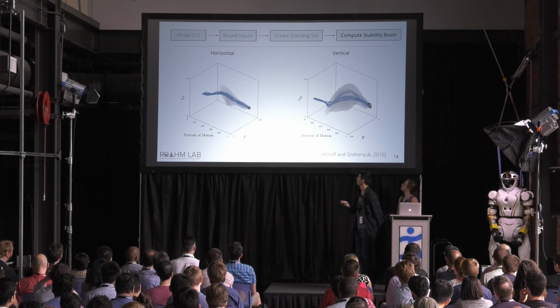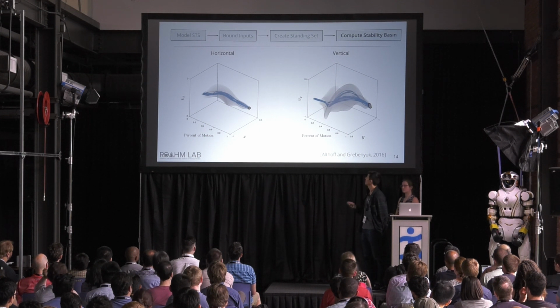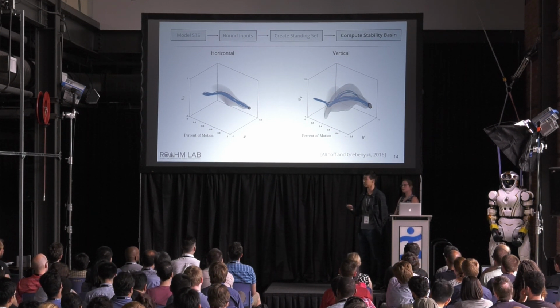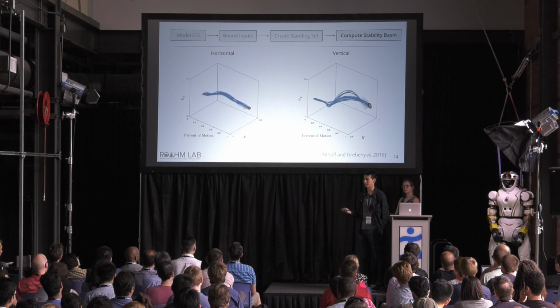And finally, we use a reachability toolbox called Cora to backpropagate the standing set under our model's dynamics and our input bounds. And this is the stability basin. So this is describing the set of states through time that can arrive at the standing set without exceeding the input bounds that we specified.